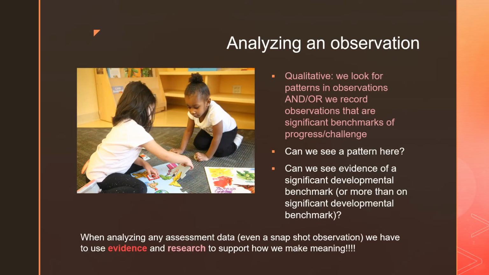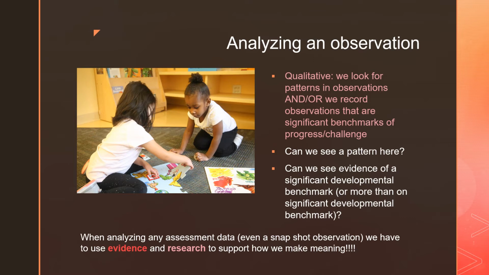Okay, so here's an example of a single incident piece of data. In this case, it is a photograph of two 3-year-old girls in a preschool classroom building a puzzle. And once again, just to reiterate, for observation-based assessment strategies, the only analysis option we have is qualitative because there's no numbers here. And we have two options. We can look for a pattern, or we can record observations that are a significant benchmark of progress or challenge.